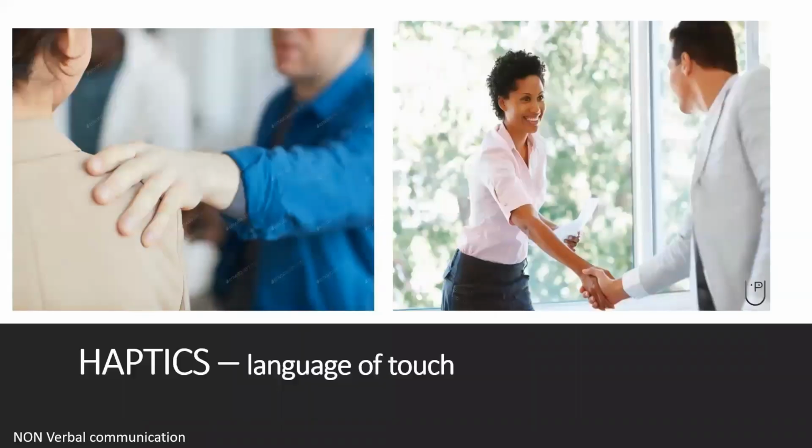Third one is the haptics, or the language of touch. Any kind of touch has meaning, okay? And the meaning should be agreed between the person who's touching and the person being touched, okay? The touch could be tapping on the shoulder, on the back, on the forehead, on the chin, on the head itself, or anywhere, even holding hands and shaking hands. Those are the most common touches that we all know.